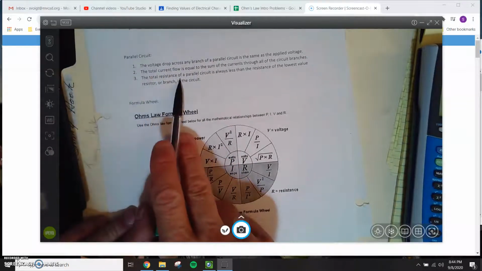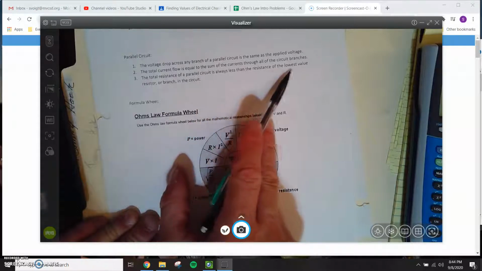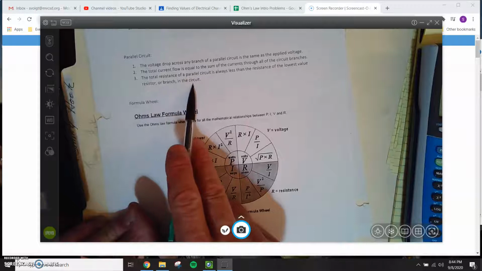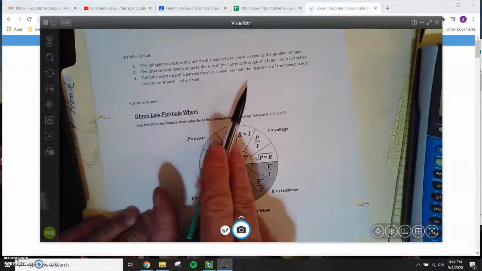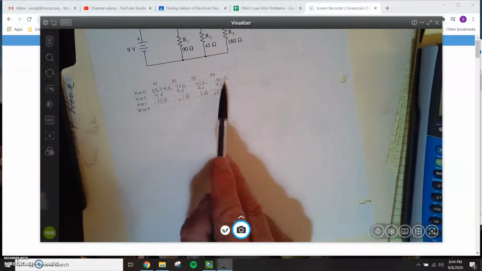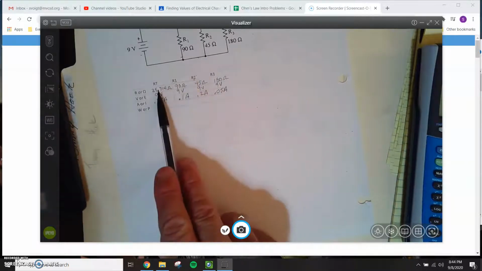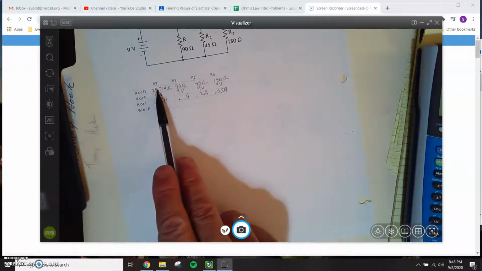The total resistance of a parallel circuit is always less than the resistance of the lowest value resistor or branch in the circuit. So it's counterintuitive. Our total is going to be less than the lowest of the other ones. So our lowest is 45 ohms on resistor 2. Is 25.714 less than 45? Yes, so it follows rule 3.